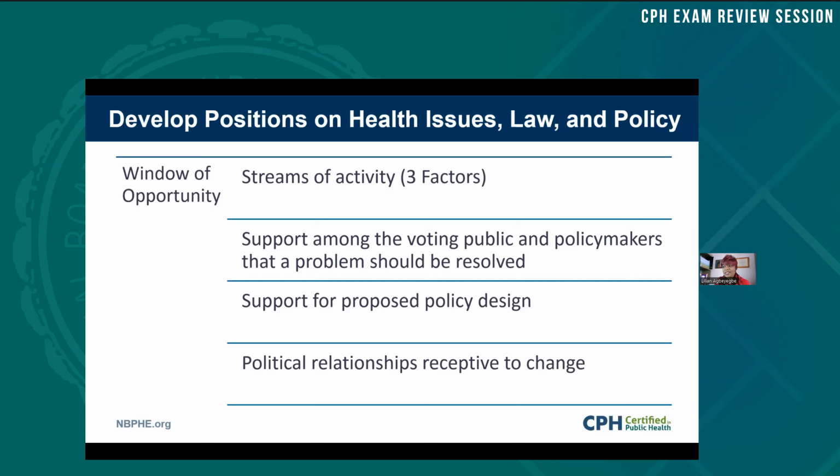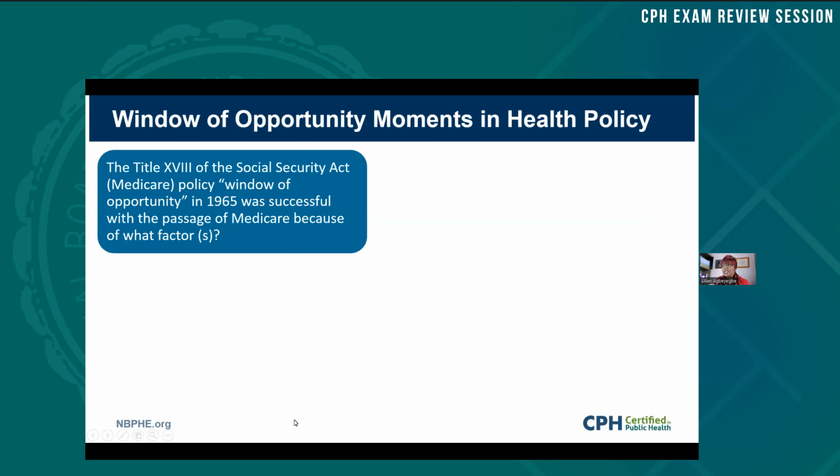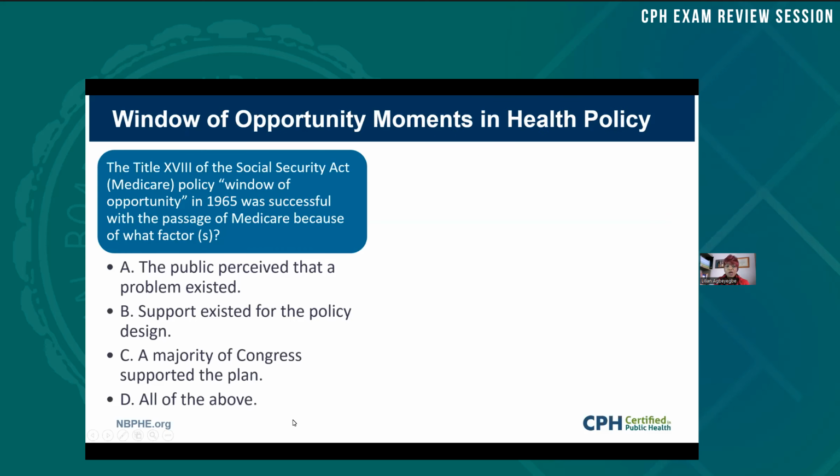When they are in place, then we can bring policies to pass. But unless they're in place, it won't work. Now these are some examples of when we looked at the window of opportunity. So in 1965, we passed the Social Security Medicare Act, and we successfully passed it.